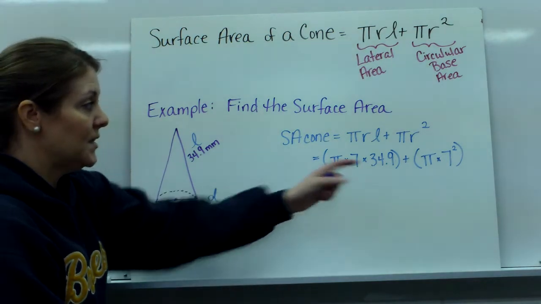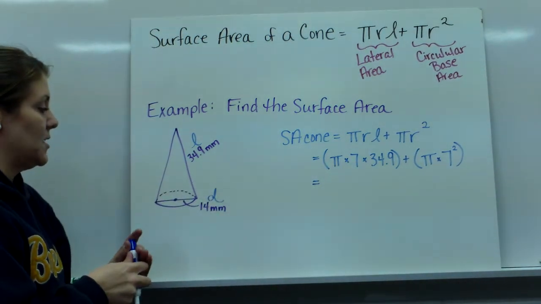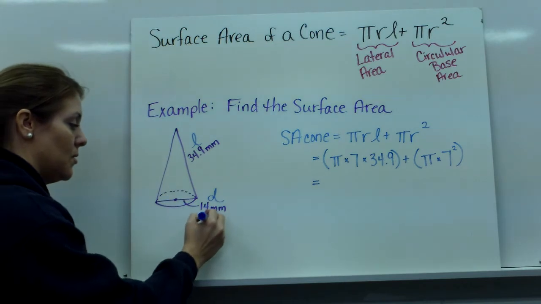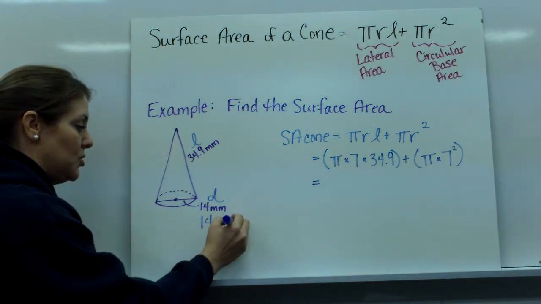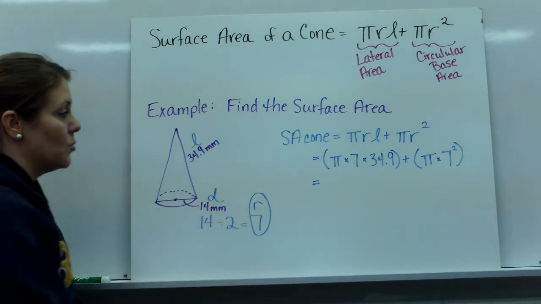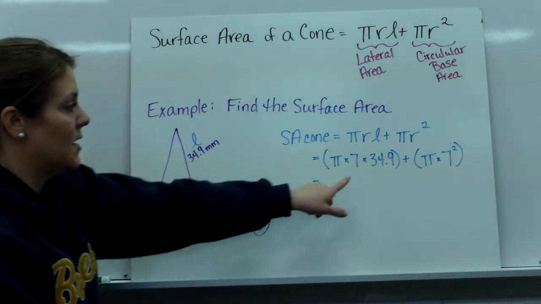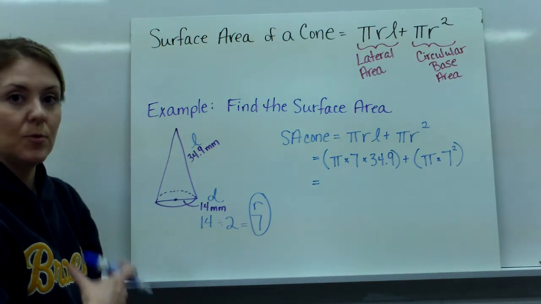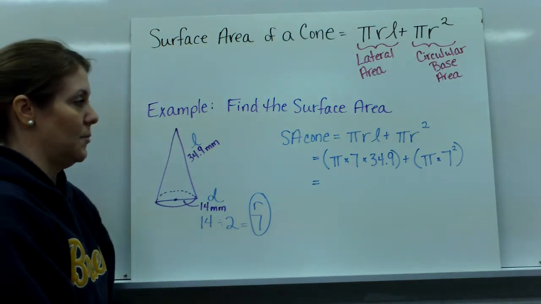Notice we don't need the diameter, so we're going to have to take that diameter and divide it by 2 so that we can get our radius. So we're actually going to be using 7 in place of r. So make sure you remember that if you're given a diameter.